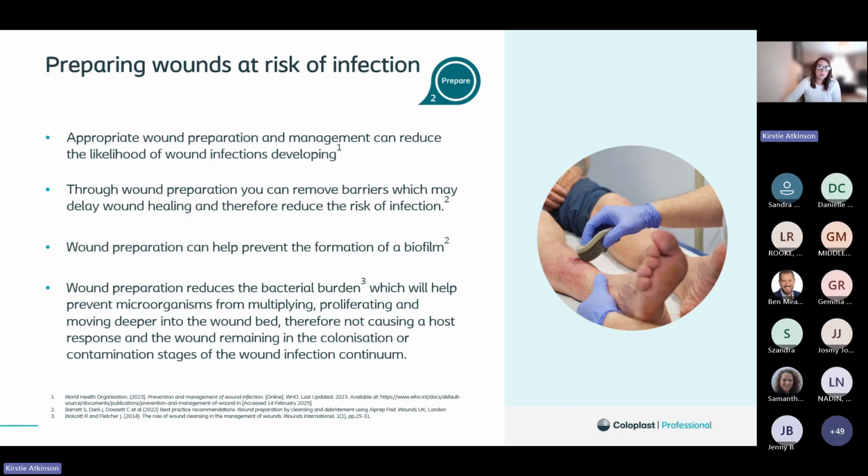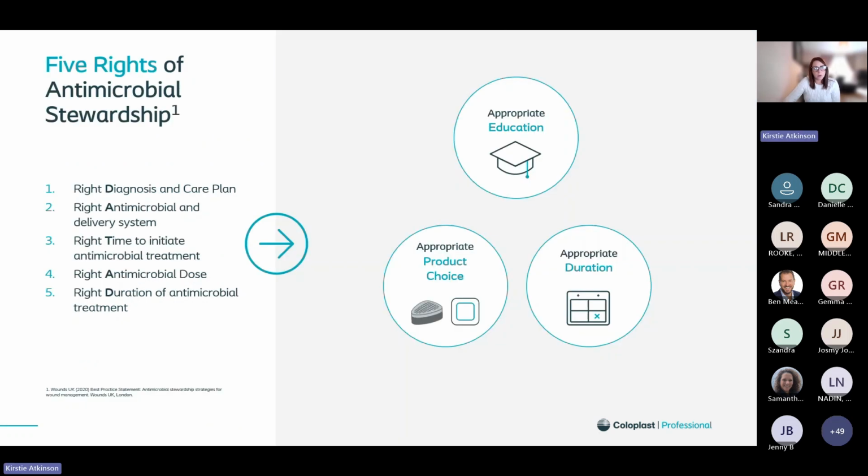Wound preparation does reduce that bacterial burden. It prevents the microorganisms from multiplying and proliferating and moving deeper, because you're getting rid of them off the wound. You're removing it from the wound bed, and from the picture that's in front of me, you're going onto the pad and removing it from the wound bed. And then this is where, again, it's your appropriate choice and your appropriate education which are coming in here with your 5 rights. So you're using your appropriate product choice through your wound preparation, but because of your appropriate education, you've understood the need that you need to keep on top of it.